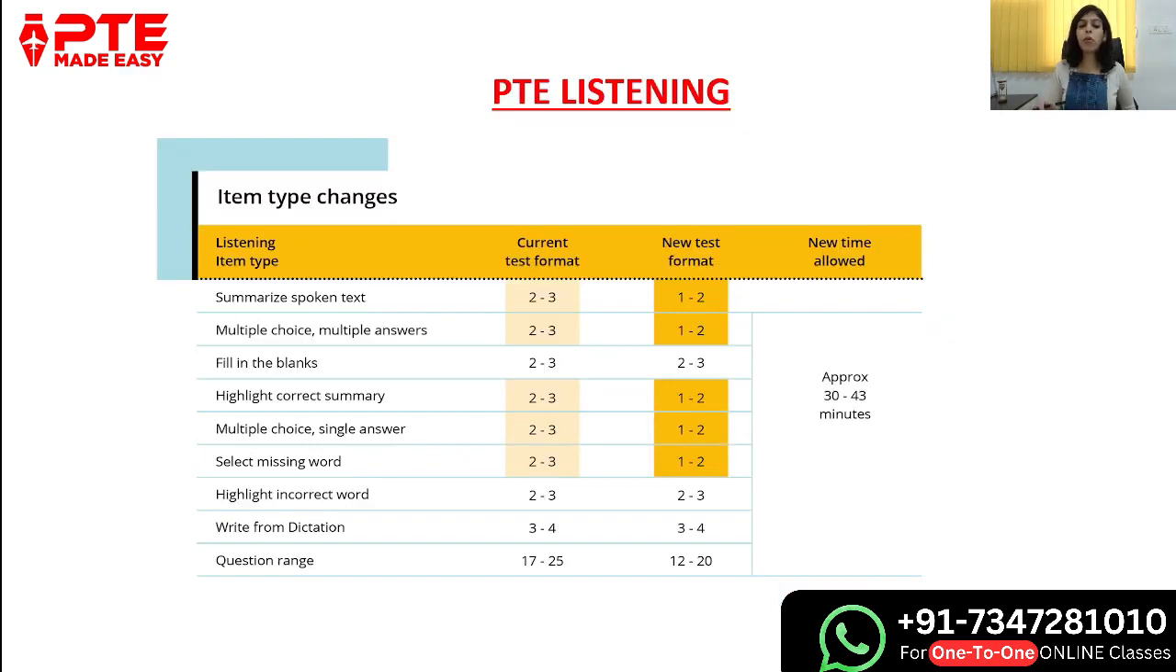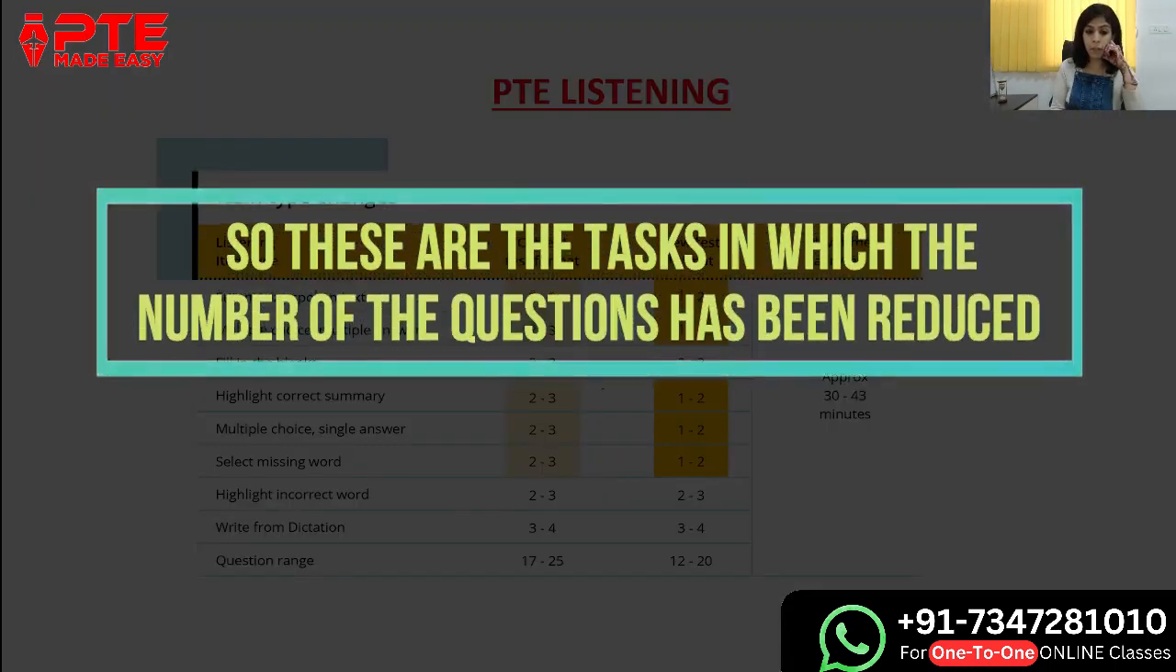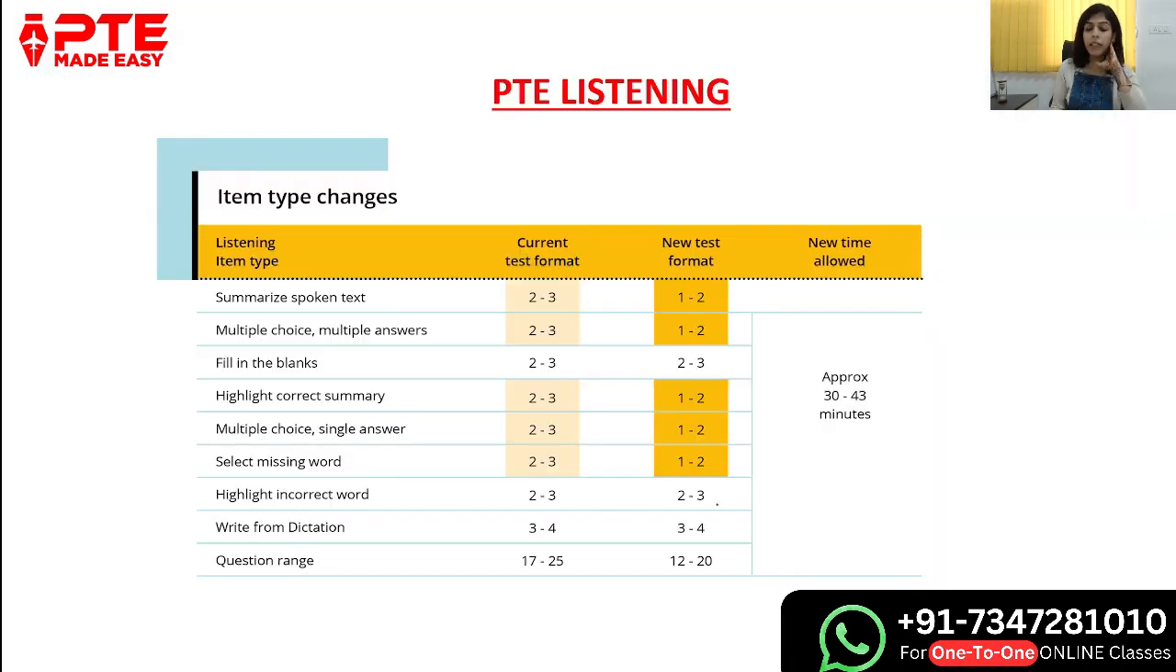Then we have the listening module. Summarize spoken text: the number of tasks has been reduced to 1 to 2. Multiple choice again reduced to 1 to 2. Highlight correct summary again reduced to 1 to 2. Multiple choice single answer 1 to 2. Select missing word 1 to 2. So these are the tasks in which the number of questions has been reduced. Highlight incorrect word remains the same, write from dictation is the same. So now we get a total of 12 to 20 questions.